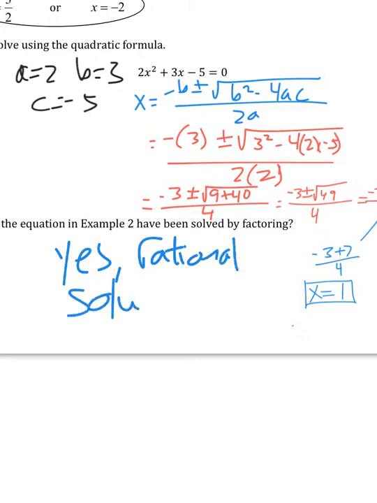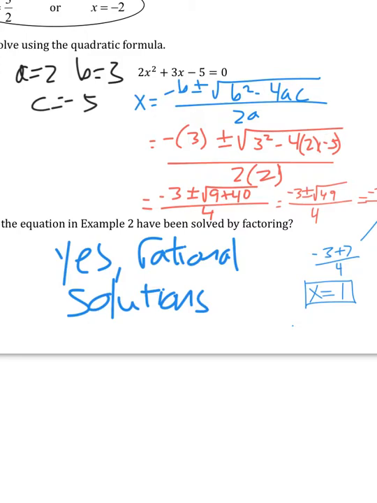Now, it's got a 2x there, so it would have taken a little bit of work with the AC method. Or actually, I don't know if I would have wasted my time with the AC method because I see a 2 and a 5, and they're prime numbers. Okay, I think this is probably like a 2x plus 1 and an x minus 5 or something like that. So, all right. But yes, they're rational solutions, so we could have factored that.